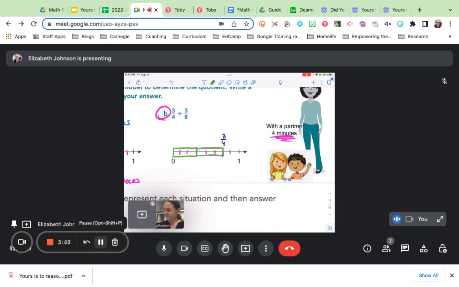I divided my number line into eighths. I marked where 3/4 belonged, and then I boxed in groups of 3/8. 2 groups of 3/8 fit into 3/4.